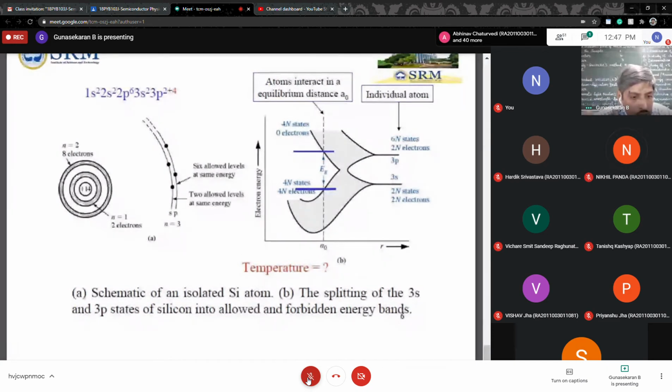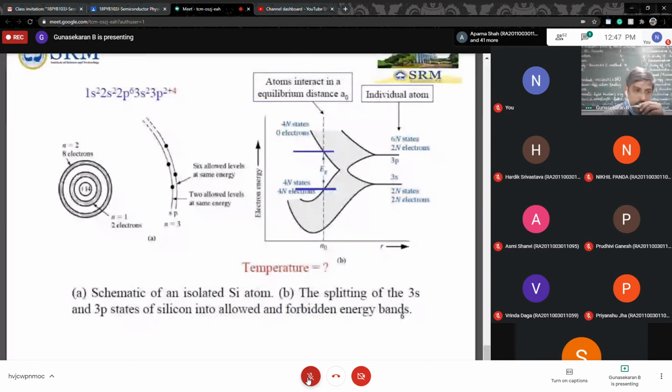Pentavalent has 5 valence electrons, trivalent has 3. So I take either germanium or silicon doped with pentavalent or trivalent impurities. For example, with a pentavalent impurity, 4 electrons from the neighbouring atoms are shared with this 3p2, so that now you get 3p6. Do you understand this?